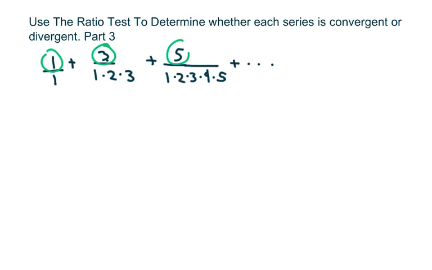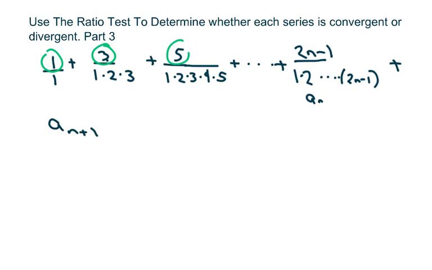So my nth term is going to be 2n minus 1, and the denominator is going to be 1 times 2 times ... times 2n minus 1. Okay, my next term: all you're going to do is put n plus 1 everywhere there's an n.